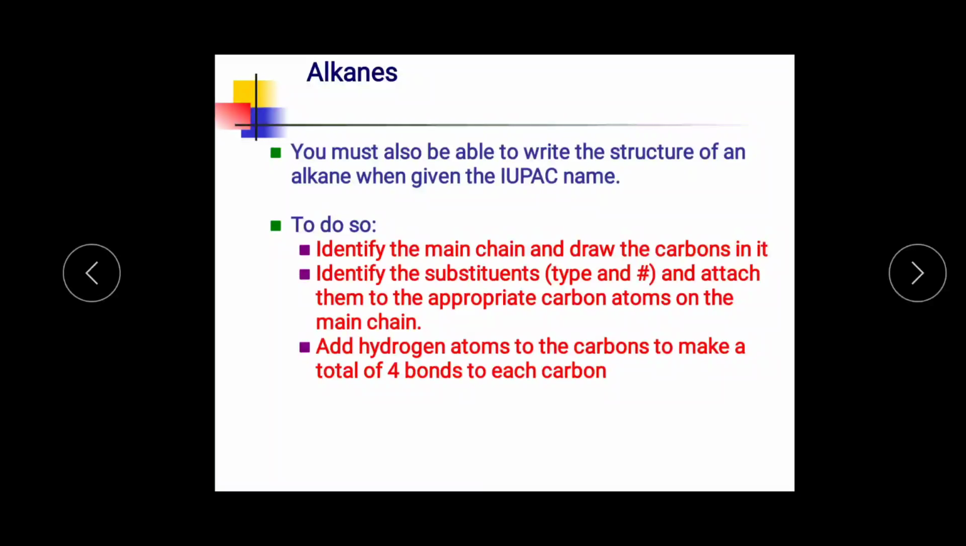You must also be able to write the structure of an alkane when given the IUPAC name. To do so, you have to identify the main chain and draw the carbons in it. Identify the substituents, type and number, and attach them to the appropriate carbon atoms on the main chain. Add hydrogen atoms to the carbons to make a total of 4 bonds to each carbon.